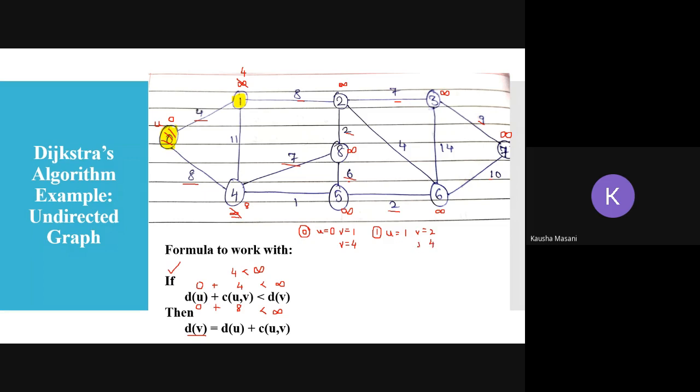Again, you have to follow the same procedure of this formula. Now D of U, right now D of U is what? U is 1. So D of 1, what is it? 4. 4 plus 8, that is 12. 12 is less than infinity? Yes. So go and update the value here, 12. Now my destination is vertex 4. 4 plus 11, that is 15. Distance at 4 is 8. 15 less than 8, false. So do nothing. This 8 will remain as it is.